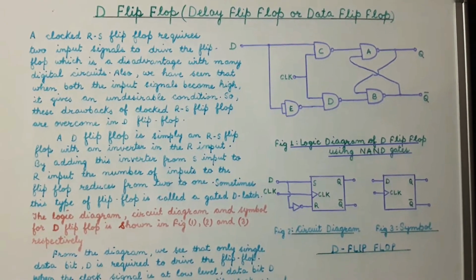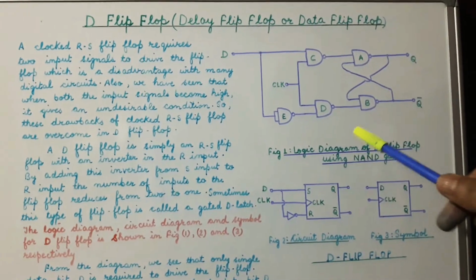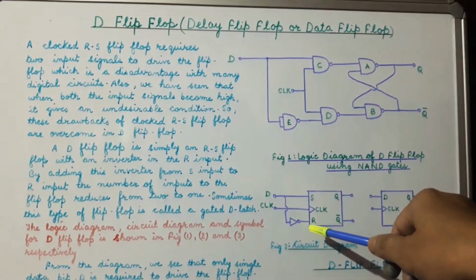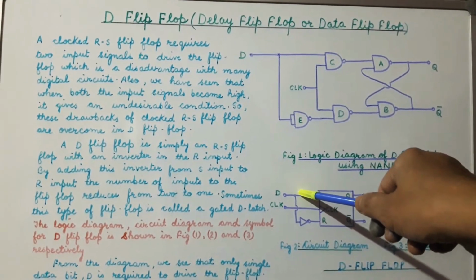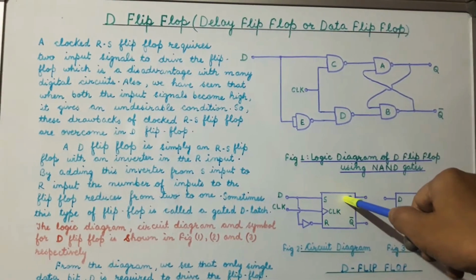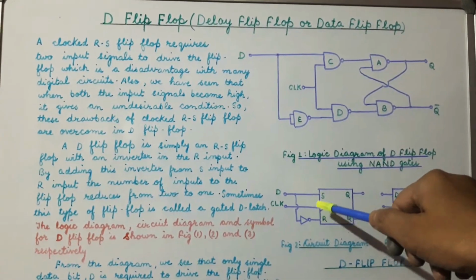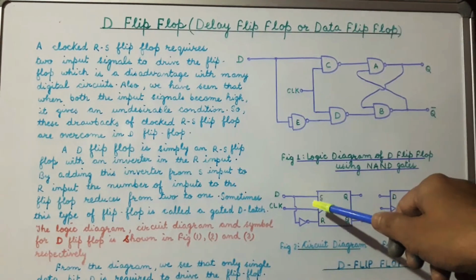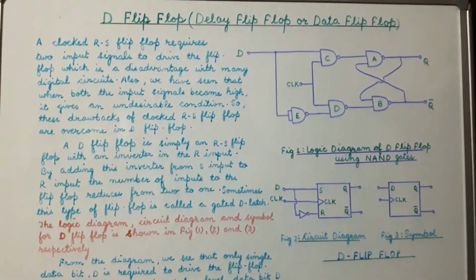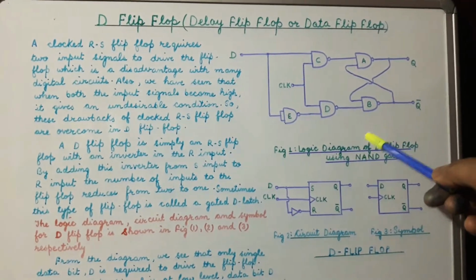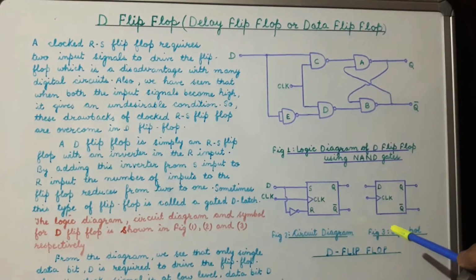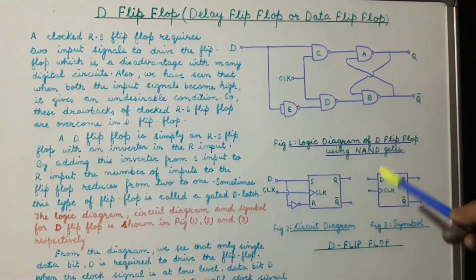A D flip-flop is simply an RS flip-flop with an inverter in the R input. By adding this inverter from the S input to the R input, the number of inputs to the flip-flop reduces from 2 to 1. That is why sometimes this type of flip-flop is also called a gated D latch. The logic diagram, circuit diagram and the symbol of D flip-flop have been shown in figures 1, 2 and 3 respectively.